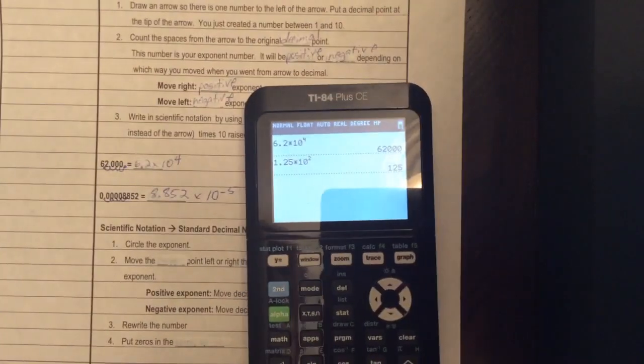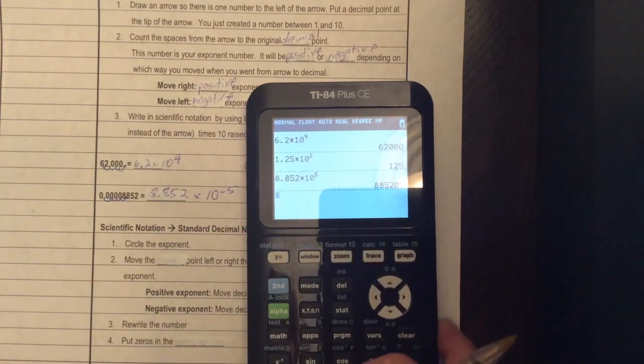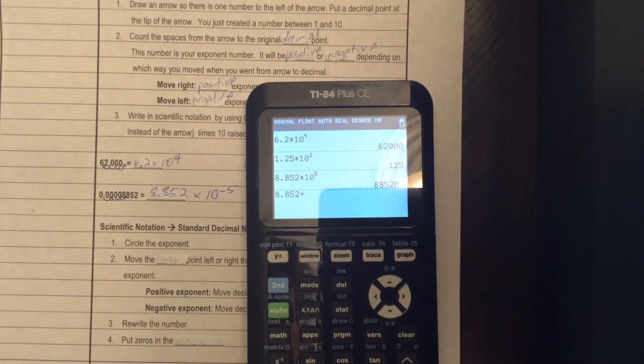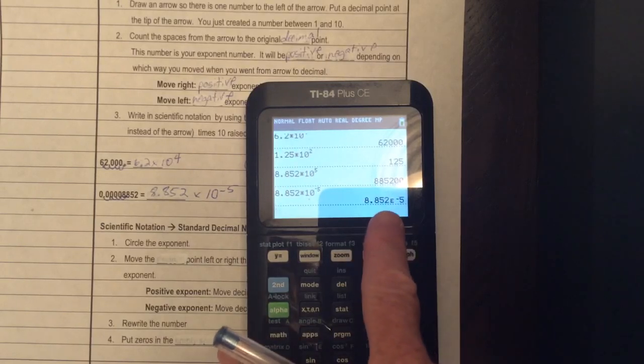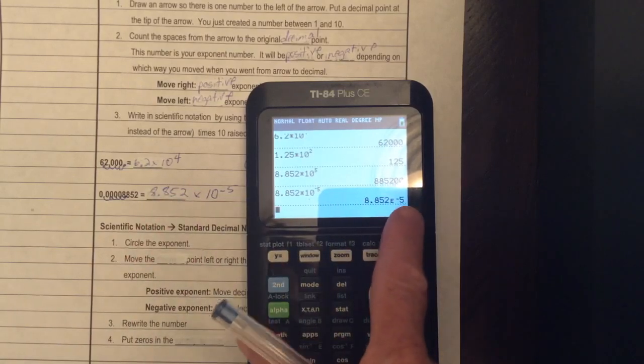So let's put that in the calculator. 8.852 times 10 to the 5th power. Oh, I forgot to put the negative. 8.852 times 10, so I need to use the negative button, -5, enter. Okay, it has an error on there because there's too many decimals, too many spaces, but we know we did it right because there's our -5.